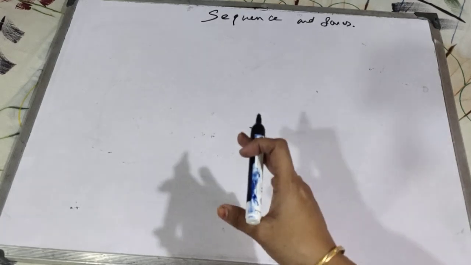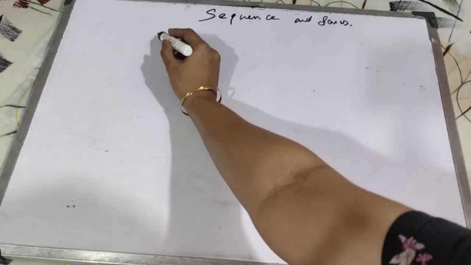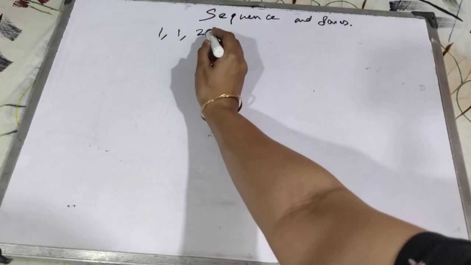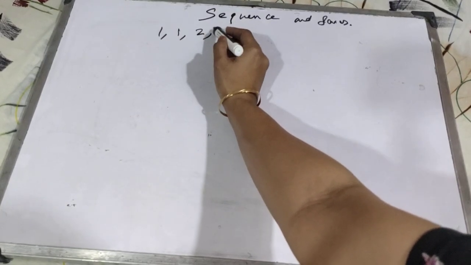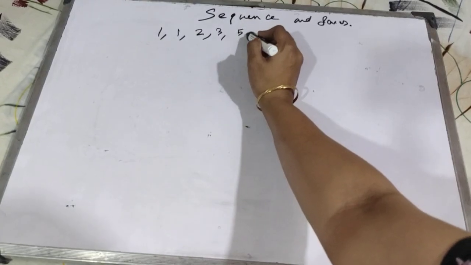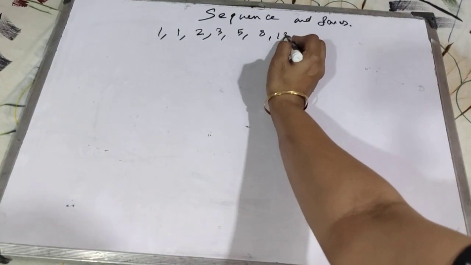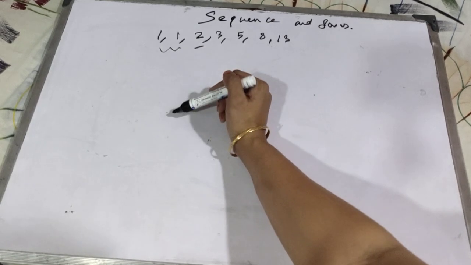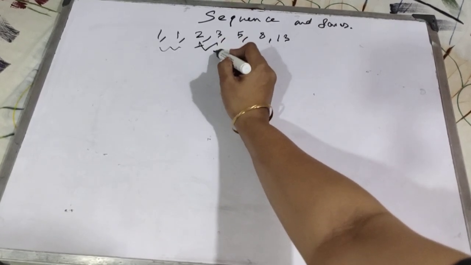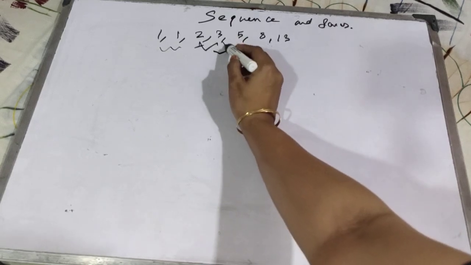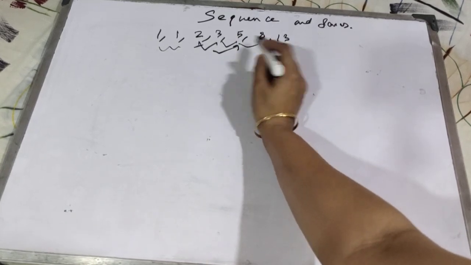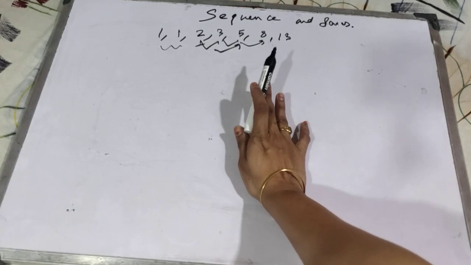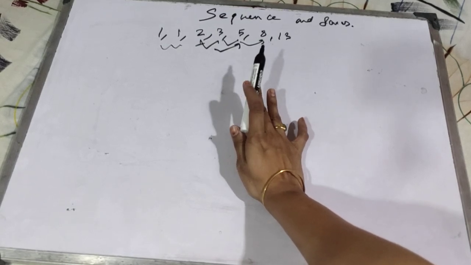Numbers arranged in some pattern. For example, if I take 1, then I'm writing 2, and then 3, then 5, then 8, and then 13, right? So what do we see? If I add these two numbers, I'm getting 2. Now if I add 2 and 3, I'm getting 5. Now if I add 3 and 5, I'm getting 8. So there is a pattern to these numbers. They are not just randomly generated numbers.